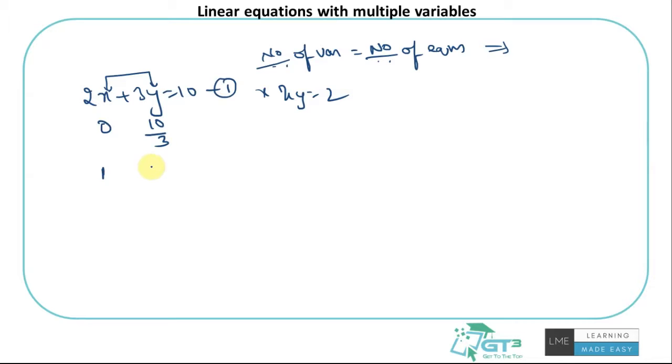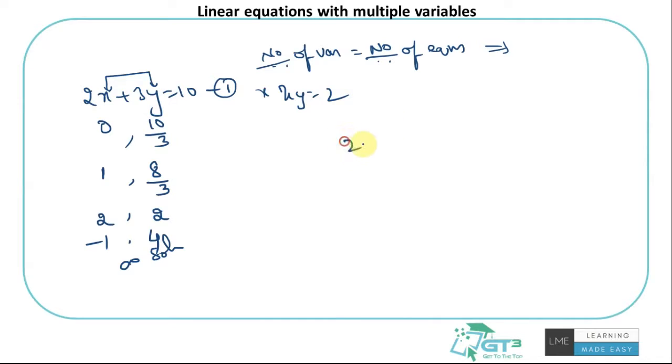If x is 1, y will be 8 by 3. If x is 2, y will be 2 as well. I can keep doing this and I'll get infinite solutions for this. I can also take x as minus 1, then y will be 4. I can keep doing this way. So that's why we say the number of variables and the number of equations should be the same to get one set of solution, one unique pair.